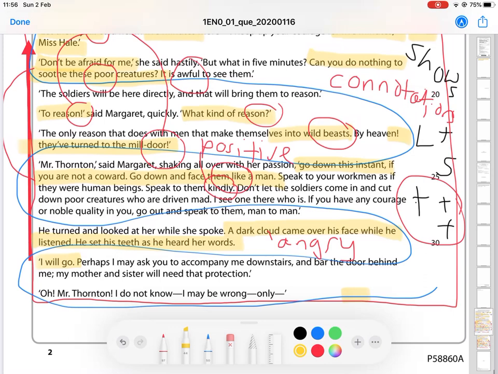Perhaps I may ask you to accompany me downstairs and bar the door behind me. My mother and sister will need that protection. And then she says, oh, Mr. Thornton, I don't know, I may be wrong, only... And it cuts off.